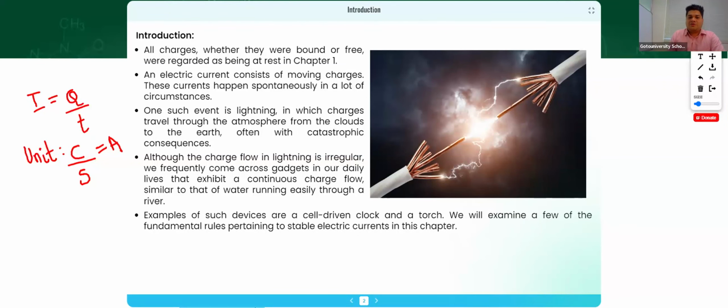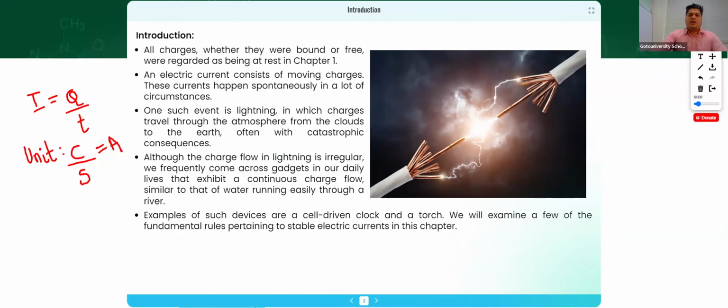Okay, once more. What is the meaning of current? Current is the rate of flow of charge per unit time. What will be the unit? The unit of charge is the coulomb, and the unit of time is the second. And coulomb per second is known as ampere.